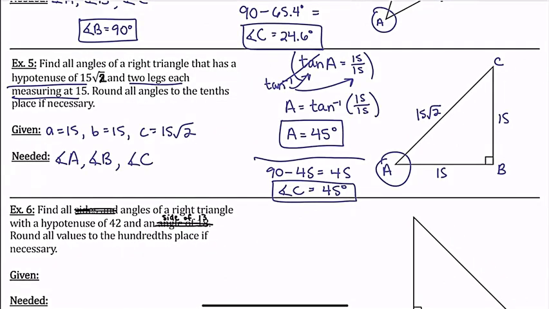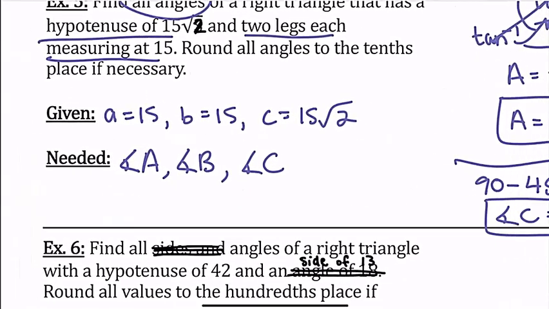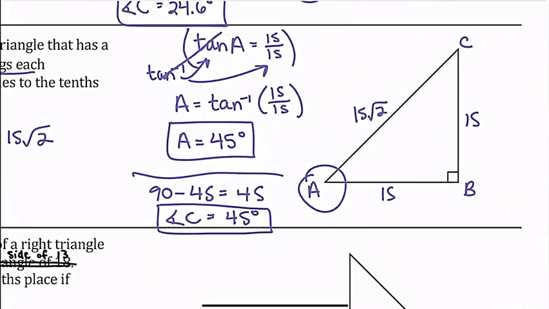Okay, here is number 5. Zoom in there. We were given A, B, and C. C, the hypotenuse is 15 times the square root of 2. A and B, the 2 legs, are 15 and 15. And then it says find all angles. So I'm looking for A, B, and C. And I just realized I forgot to put B on here. B was 90 degrees, which would make A plus C also 90 degrees.